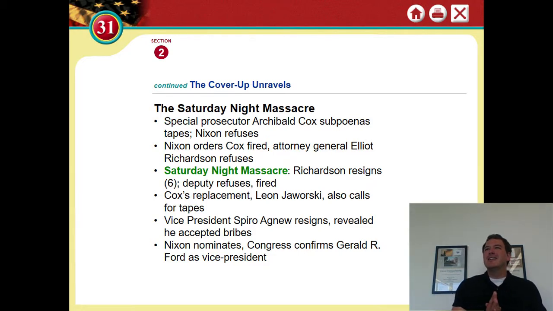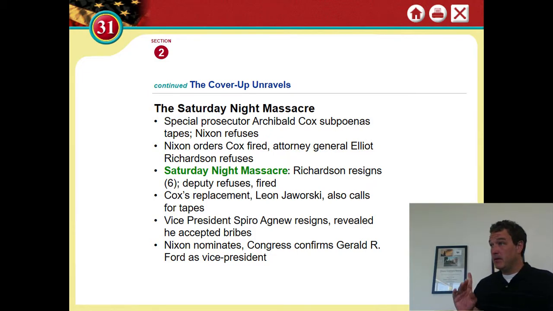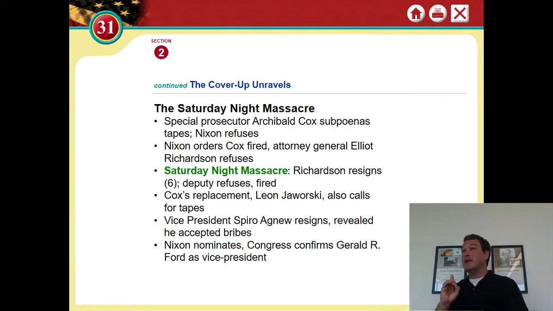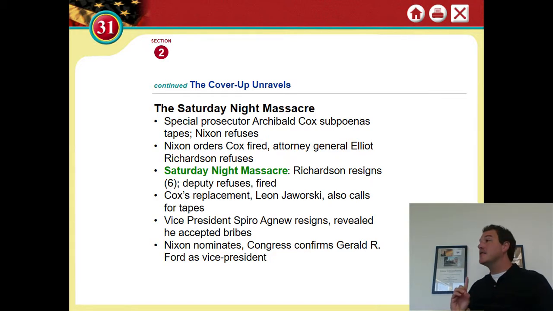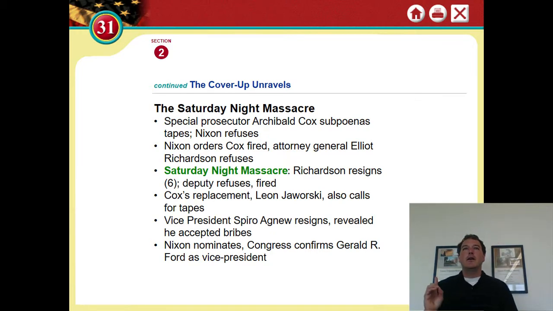And so Nixon nominated Vice President Gerald Ford. Hold that thought because it's very important. Nixon nominated Gerald Ford. He is the only person to have ever served as President of the United States without going through an election. Remember that name, because we're going to come back to that.